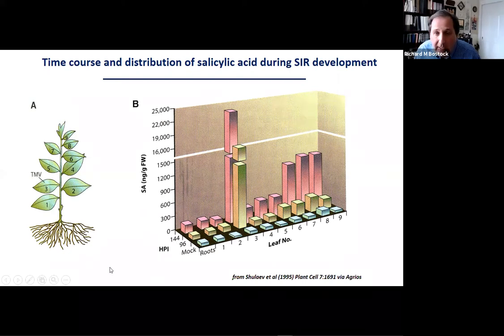So salicylic acid accumulates or builds up in the plant really throughout the plant, but it's most pronounced in these top leaves of the plant. And so those would be the leaves that would have the strongest protection.